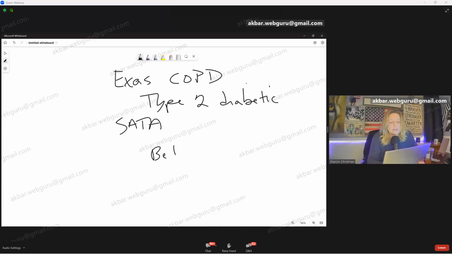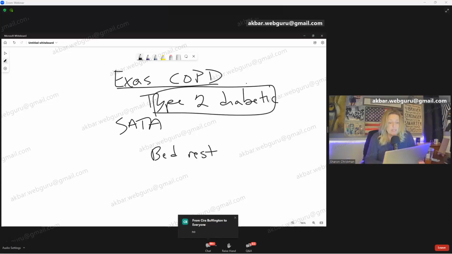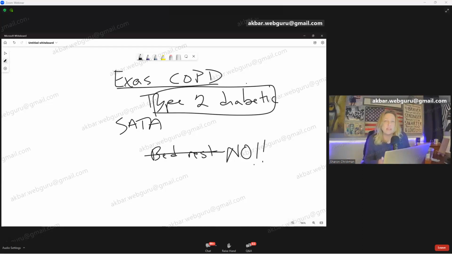Bed rest. Are you going to pick that one? Is that what you expect for this patient? Well, they're in with an exacerbation of their COPD. They sure are, but they're also a type 2 diabetic. So are you going to put them on bed rest? No, you are not. This is not just when they have no other comorbidities. This is talking about when they're diabetic. You have to take that into consideration. I don't care that it's exacerbation of their COPD. Now, if they're like, I'm just too exhausted, I can't walk, fine. But we're not putting them on bed rest. That's not the order. They're not going to have to stay on bed rest.